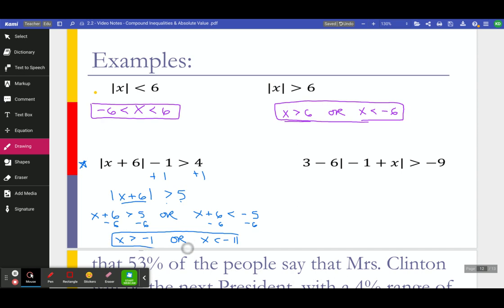Remember, to graph, you just graph both pieces of an or, right? They're just going to go in separate directions for absolute value. All right, let's do this last one over here.